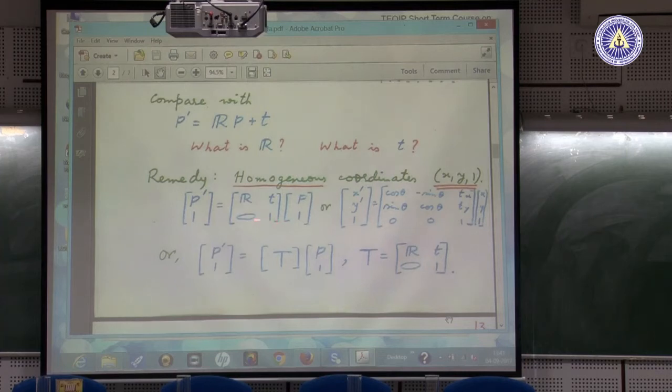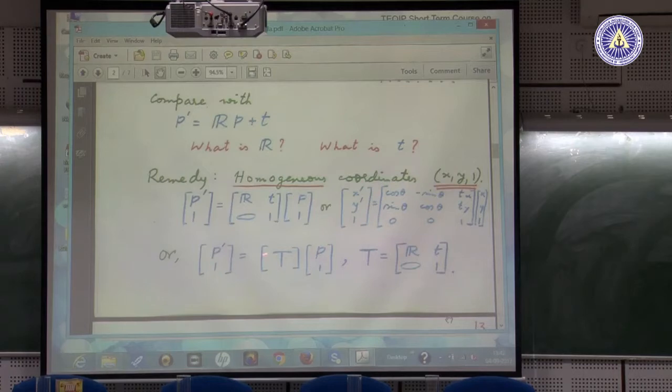So, this entire last row is dummy in this. Now, if you open it, it looks like this, and as you compare, you find everything is in proper place. That is, directly if you compare, from the upper row block you will get P prime equal to R P plus T, that is correct, and from the lower block you will get 1 equal to 0 plus 1, which is true, you do not care about it, that was dummy anyway.